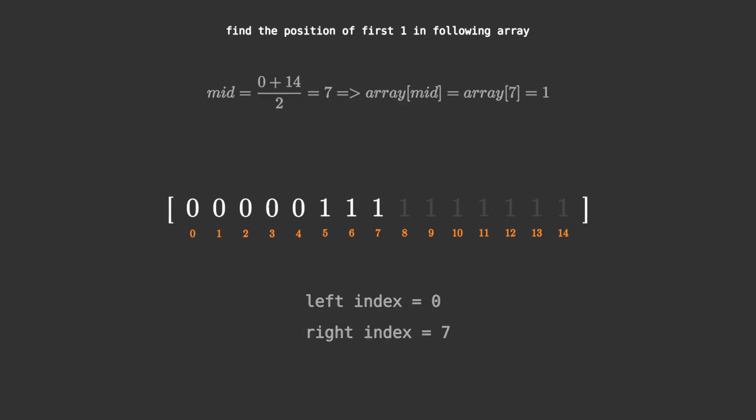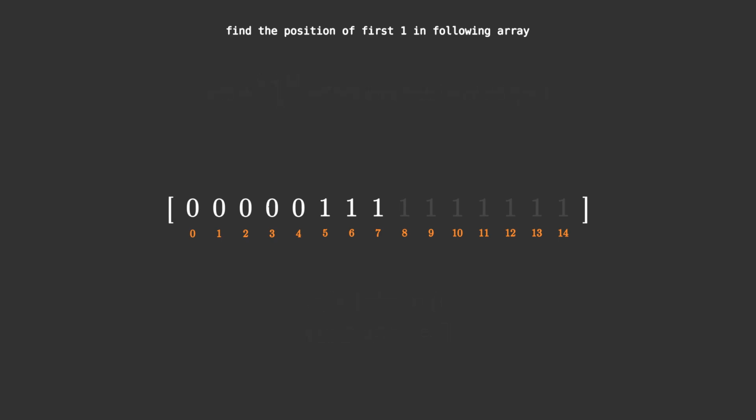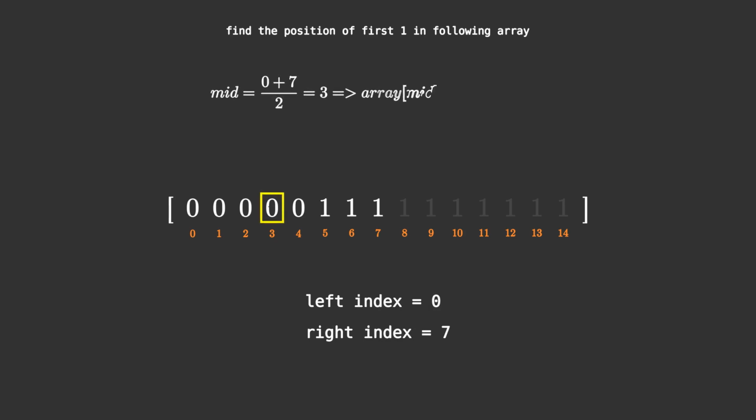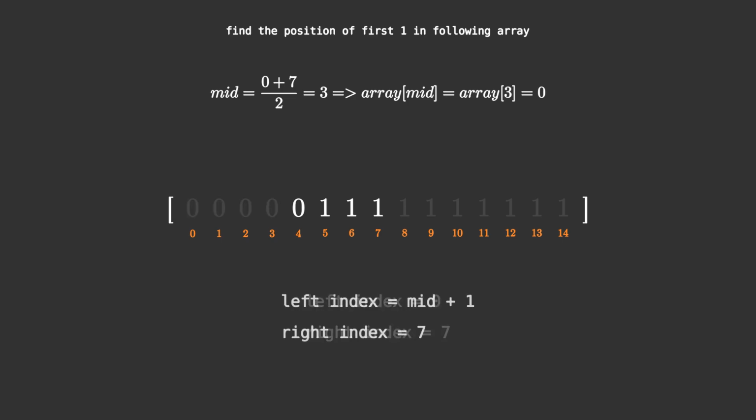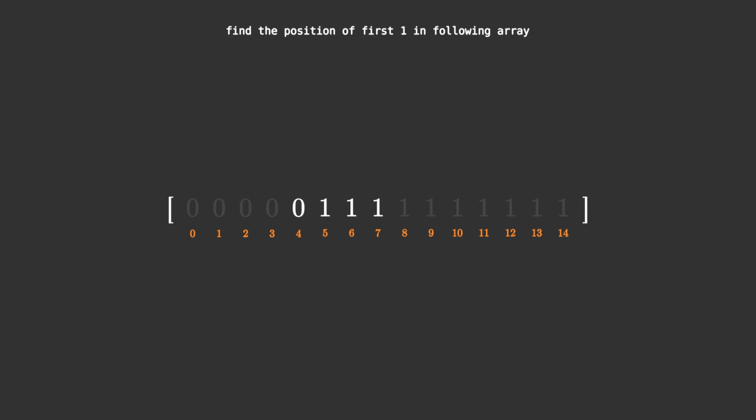So what we do now, we again reiterate this. Our left index is 0 and right index is 7, so we find the middle: 0 plus 7 over 2, which is equal to 3, and array[3] is 0. So now we can ignore the elements to the left of the middle and the middle itself, since our first one lies to the right of it only. We now have our left index at 4 and our right index at 7. See, our search space has decreased dramatically after these operations.